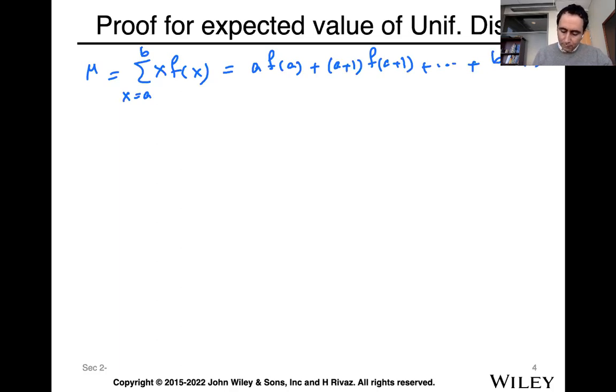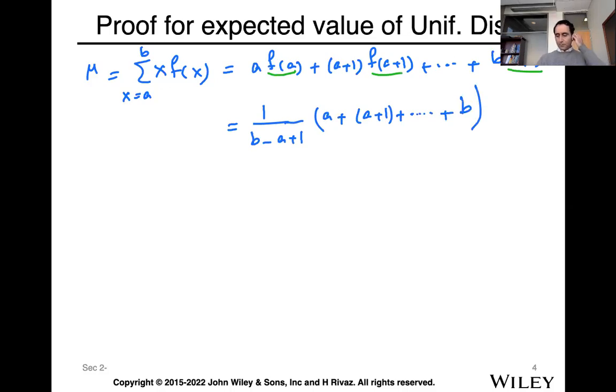So since I'm talking about the uniform distribution, f of a, f of a plus 1, all of them are constant, right? So they are the same value. So I can factor them out. And the value for that was 1 divided by b minus a plus 1, right? From the previous slide. That's the value of the uniform distribution times a plus a plus 1 plus dot dot dot plus b, right?